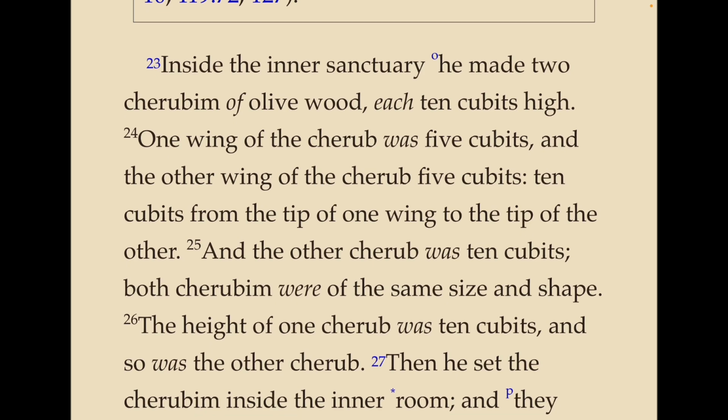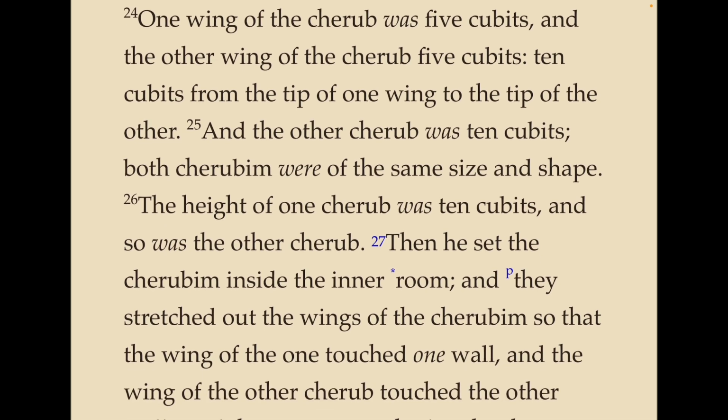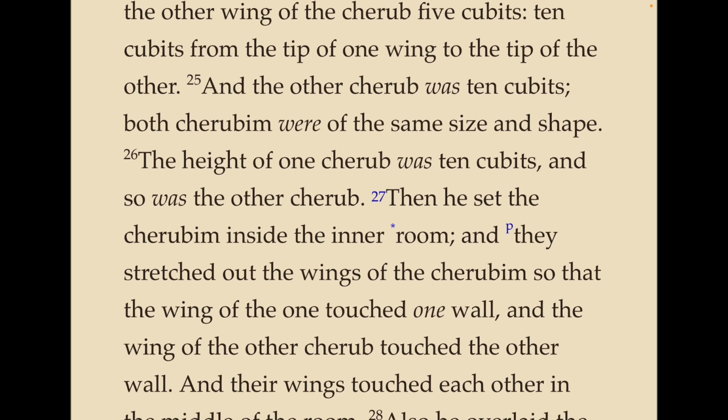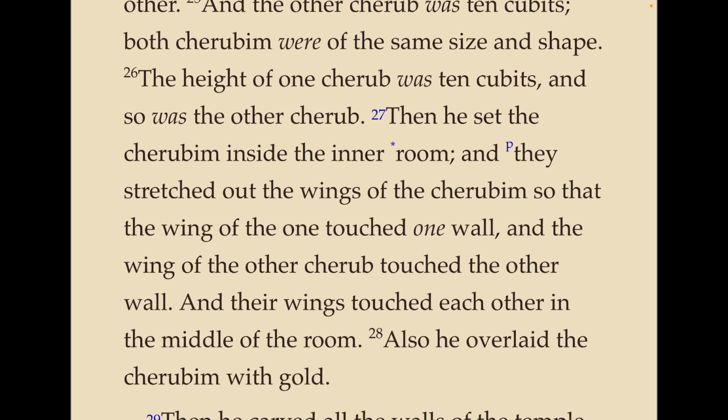Inside the inner sanctuary, he made 2 cherubim of olive wood, each 10 cubits high. One wing of the cherub was 5 cubits, and the other wing of the cherub 5 cubits. That was 10 cubits from the tip of one wing to the tip of the other, and the other cherub was 10 cubits. Both cherubim were of the same size and shape. The height of one cherub was 10 cubits, so was the other cherub.